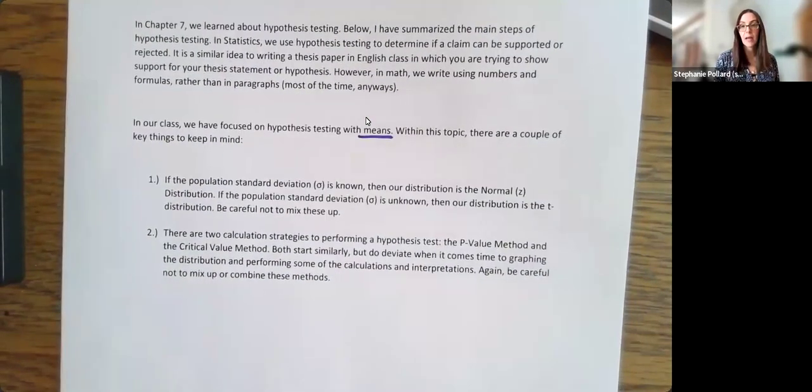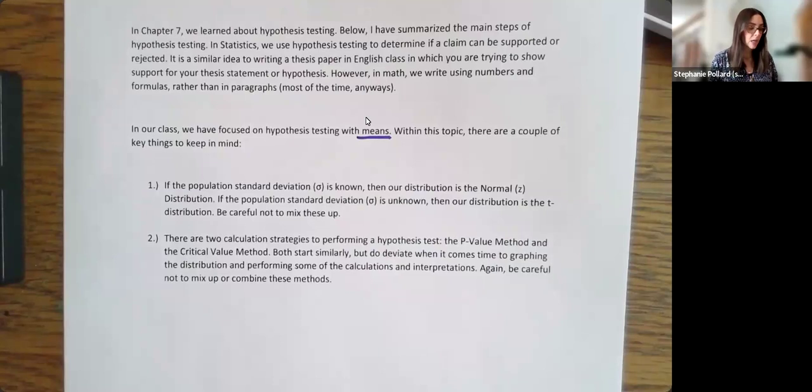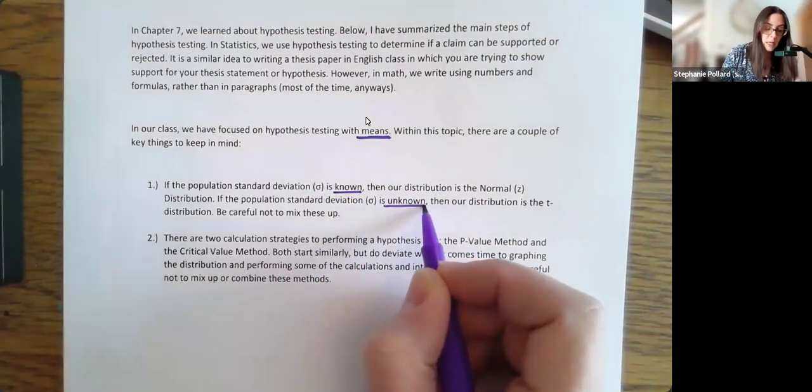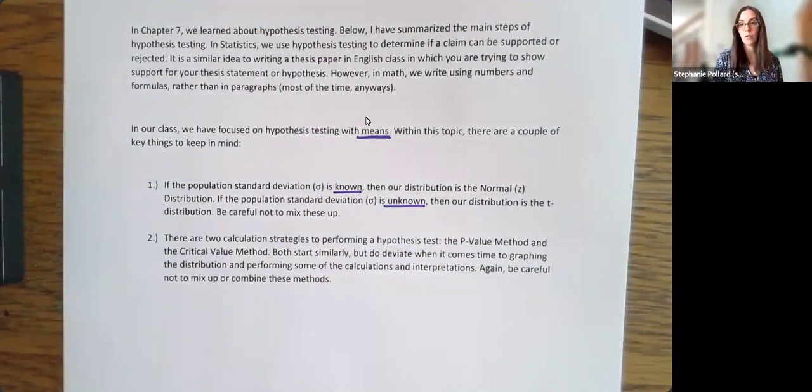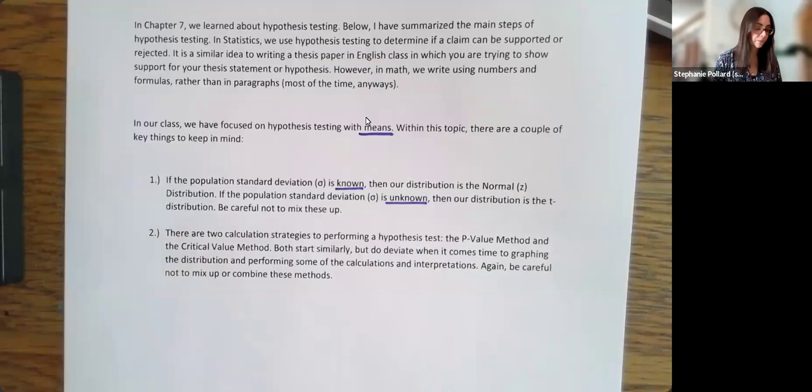All right, so there's a couple of things to keep in mind here for testing with means. First, if the population standard deviation is known, then our test is using the normal or Z distribution. If the population standard deviation is unknown, right, so known versus unknown, then our distribution is the T distribution. So as you're reading through homework questions, you want to be really, really careful to note, do you have sigma or do you not have sigma? Because then you're using different distributions and your answers will be slightly different, so you would get it wrong. So be careful not to mix these up.